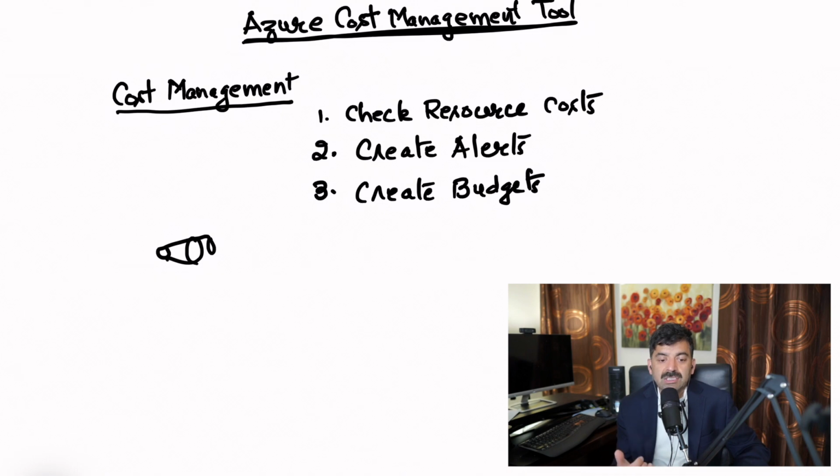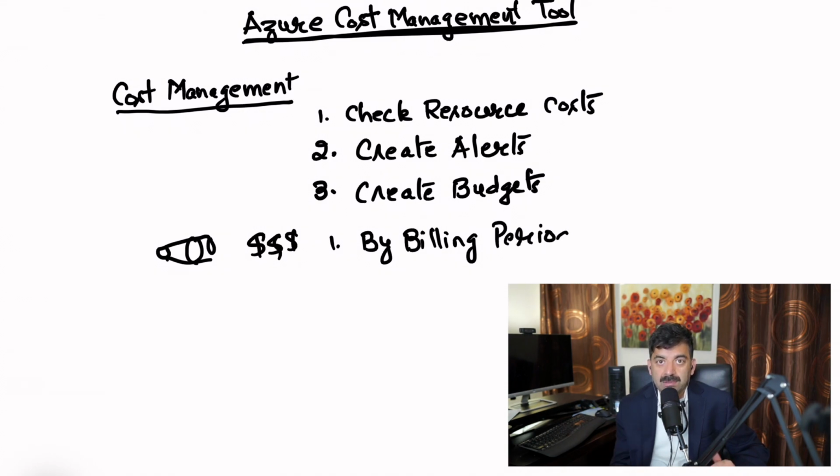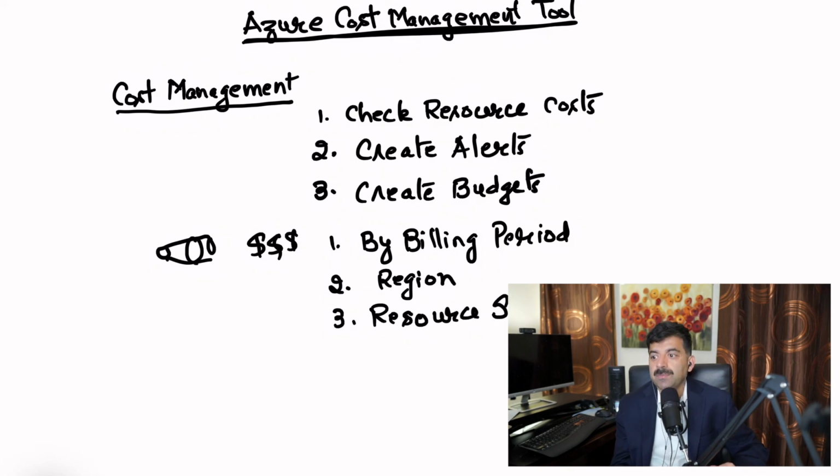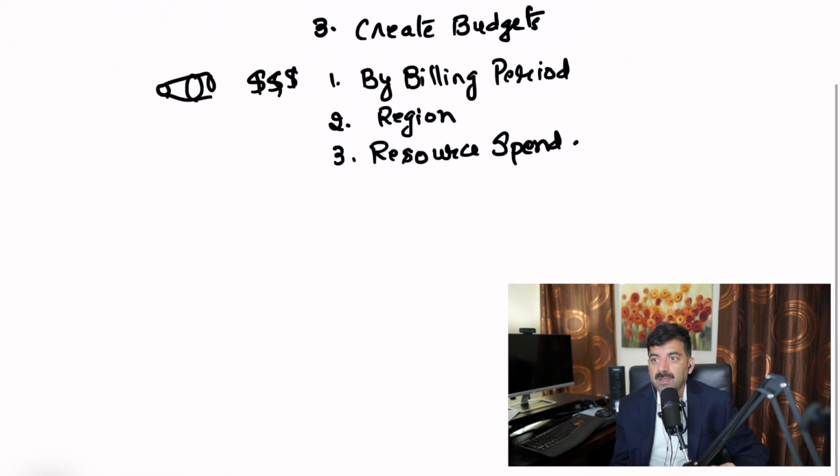expenses. You can check your accumulated cost by organization, so that you can know which resources you are spending most of the money on. Do you really need those resources? Or do you need to limit those resources? Are those resources giving value to the business? Also, you can see accumulated cost by billing period, by region, by resources, so that you can do your own cost analysis.